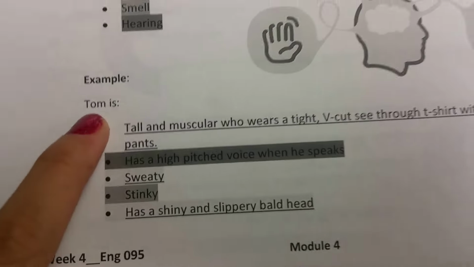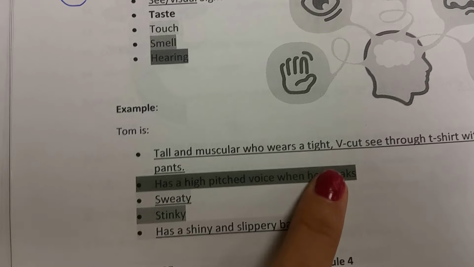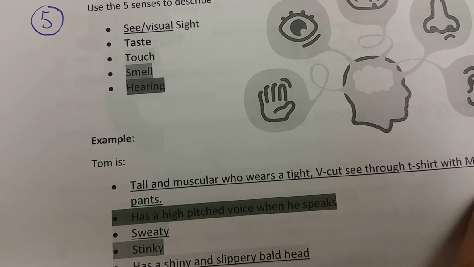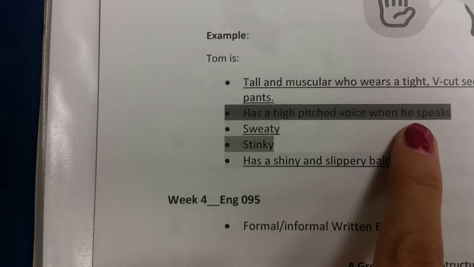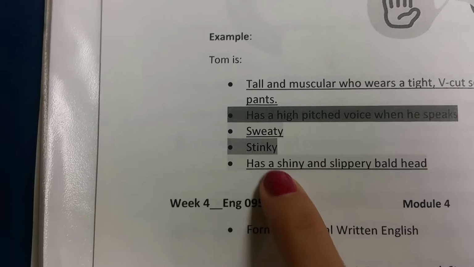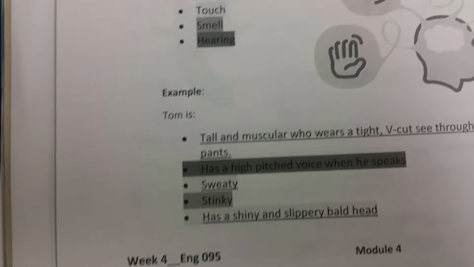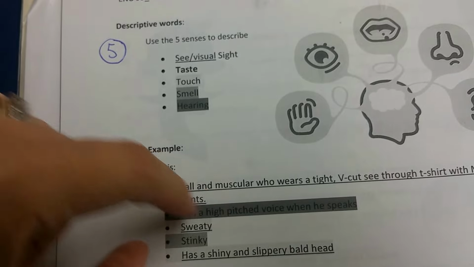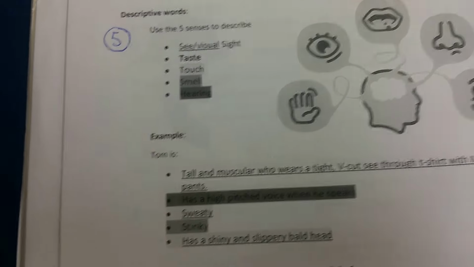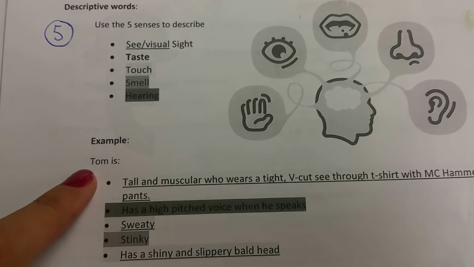For instance, we have an example in one of my classes about Tom. Tom is tall and muscular, and he wears a tight V-cut see-through t-shirt with MC Hammer pants. He has a high-pitched voice when speaking. He was sweaty. He was stinky. And he had a shiny and slippery bald head. Here we are appealing to all the senses, and we could add all this in our paragraph to have a better description of how Tom was at that moment.